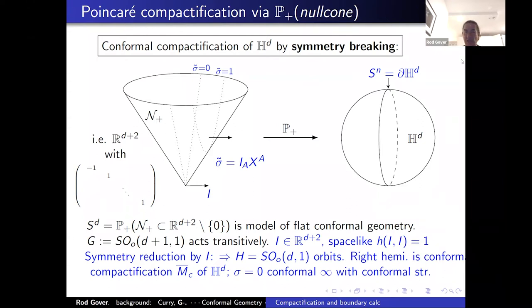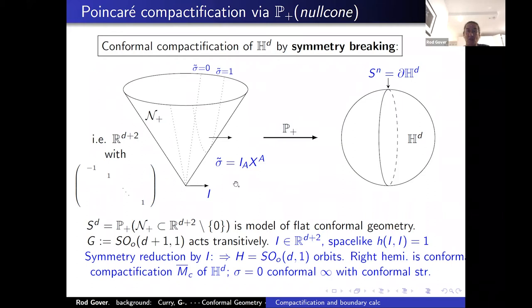So I'm going to move things around so I can see my own slide. Okay, so here's the conformal compactification of hyperbolic space, this time by what I call symmetry breaking. So remember, we were in dimension d plus 2 Minkowski space, so R^(d+2) equipped with the Minkowski metric, and we look at the forward null cone. Then its ray projectivization gives us the conformal sphere, the usual conformal sphere that we talked about before. And then the group acting would be SO(d+1,1), assuming we have a fixed volume form as well. That would act conformally on the sphere.